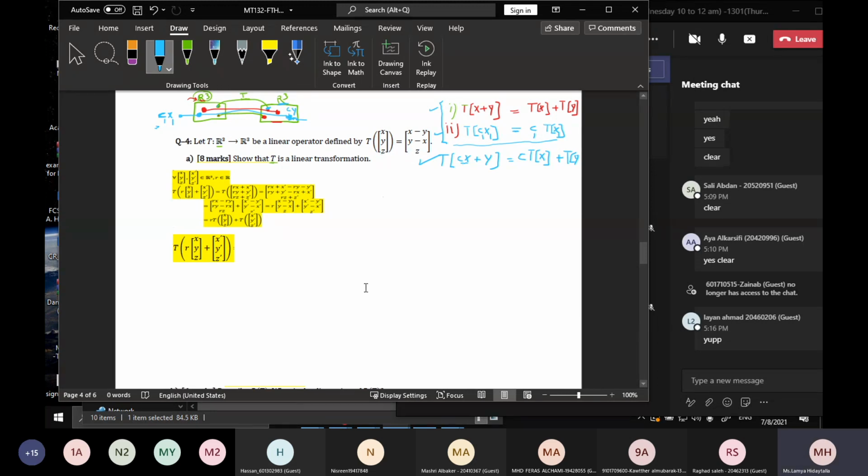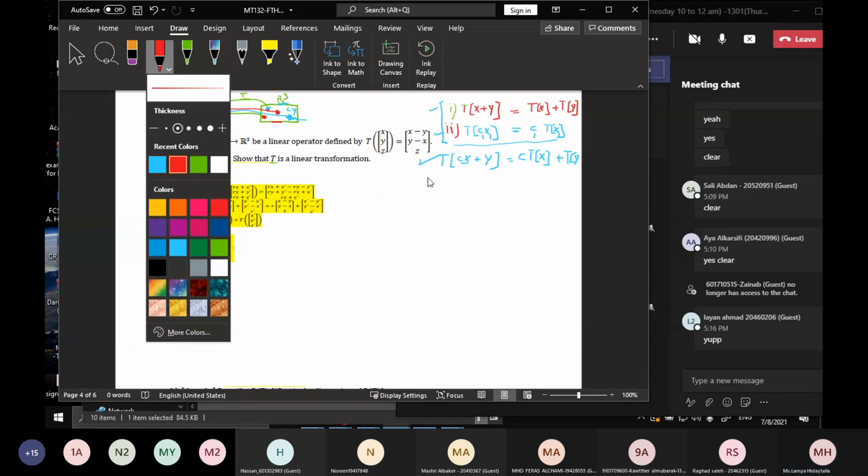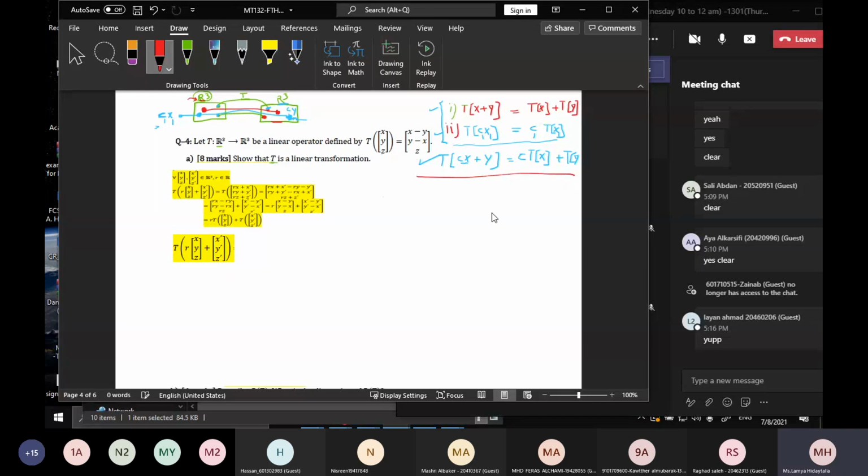Okay? Now, let's prove what we always do. We take two elements from the first set like that, and then find their addition, and then find the transformation. Let's take two elements. Here we assume that we took x, y, z, and x dash, y dash, z dash.